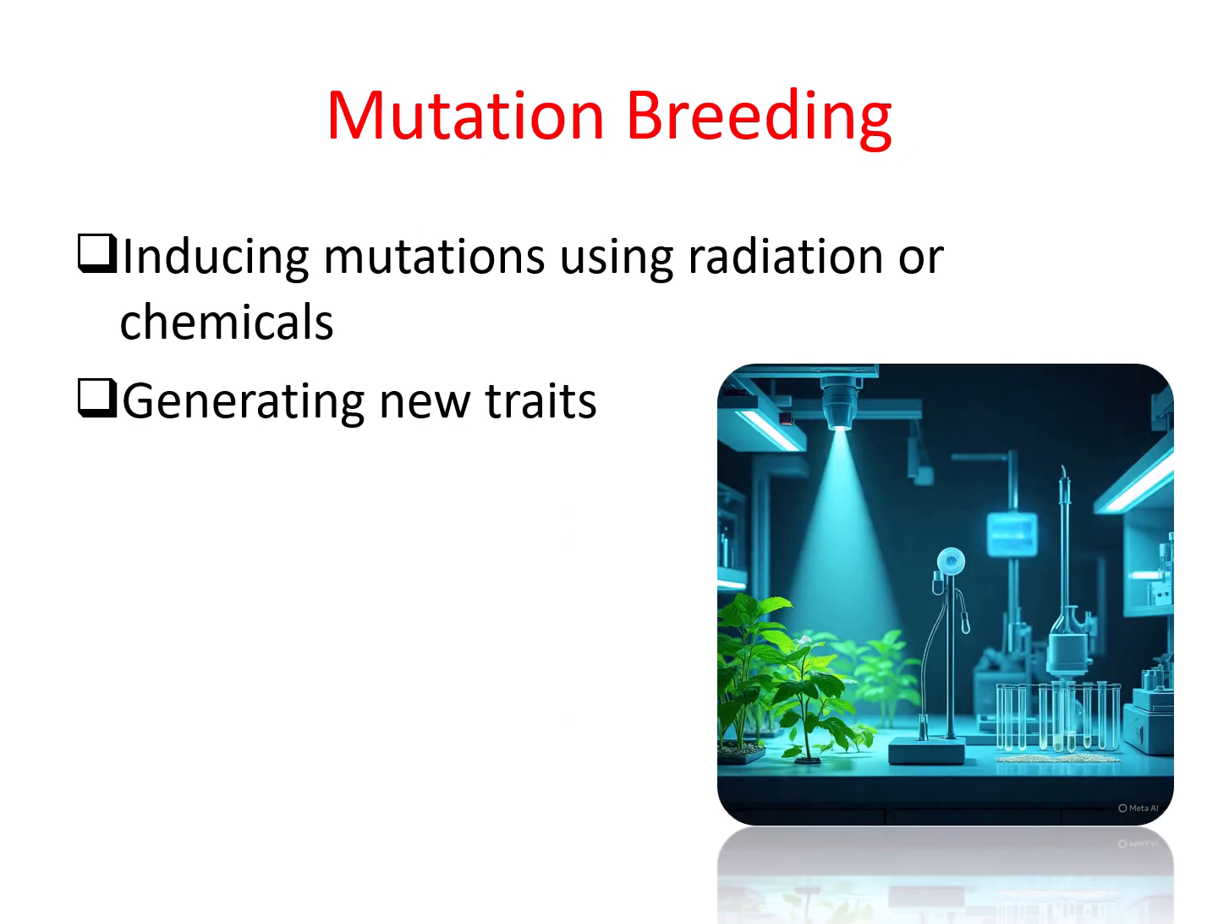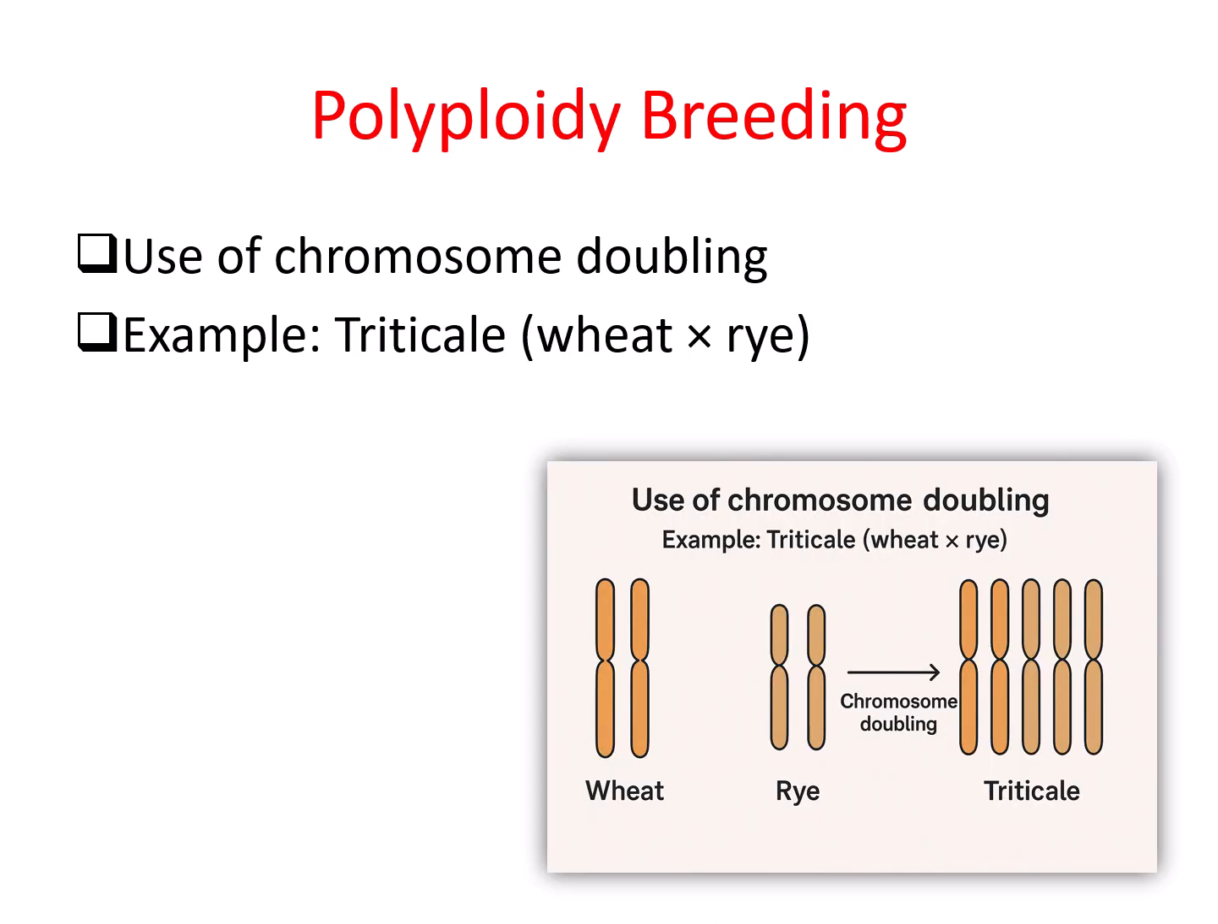Inducing mutations involves exposing seeds or plant tissues to radiation or chemicals like EMS to create random genetic changes. These mutations can produce new traits such as higher yield, improved nutrition, or resistance to pests and diseases. Chromosome doubling is used to restore fertility in hybrids. Example, in triticale, a hybrid of wheat and rye. This process improves adaptability and stress tolerance in the crop.